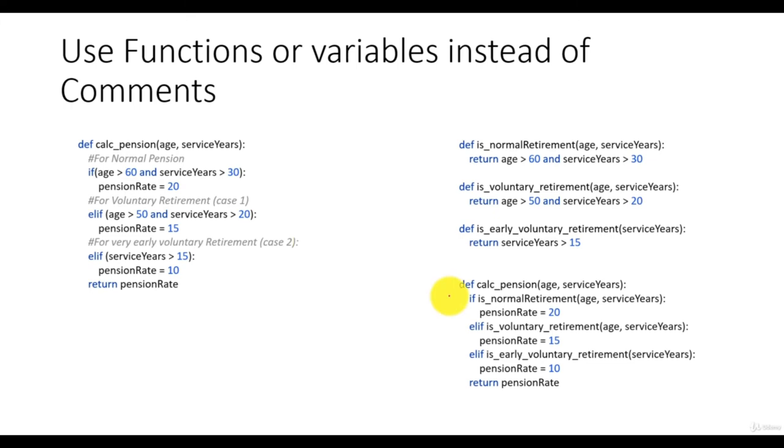Now in this example, as you can see, the three if conditions in the original function have been replaced by three functions. Right? So using these functions, it is very clear which if condition is for which particular case. So it is strongly recommended that we should try to talk through the code instead of comments wherever possible. We can use some functions or some temporary local variables for that.